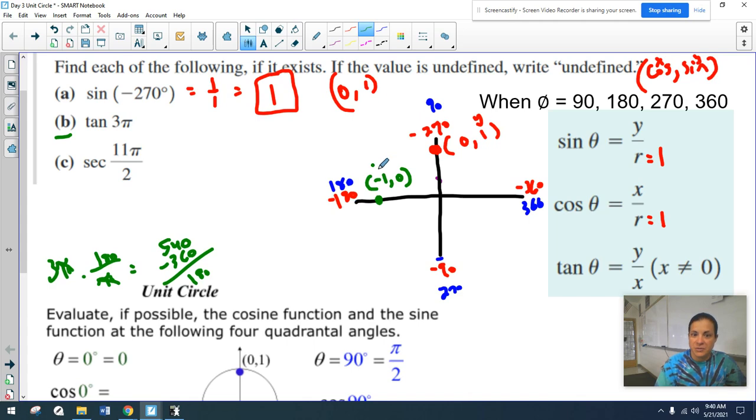So we're talking tangent, which means I'm going to need both of these. Okay, so tangent, you have to put y over x. You have to put sine over cosine. So y is 0 over negative 1, and 0 over anything is 0.